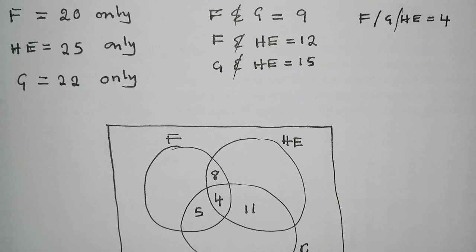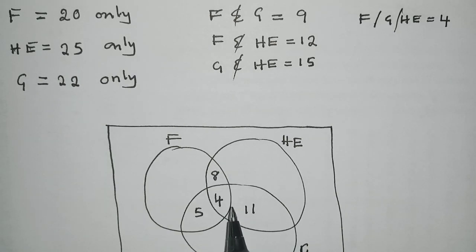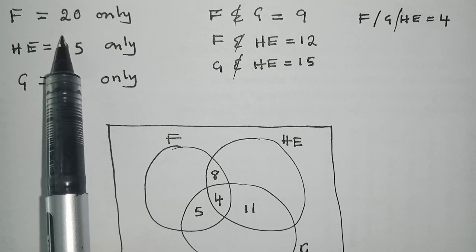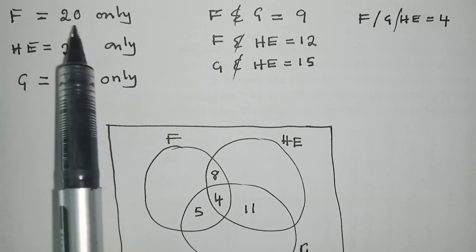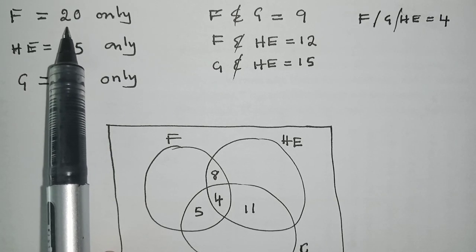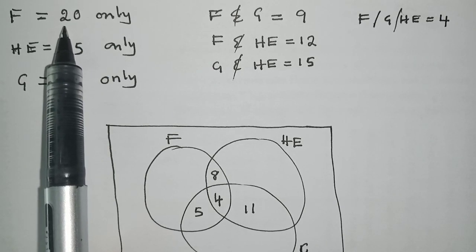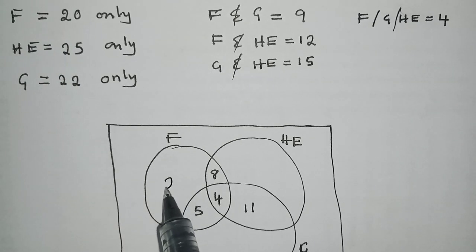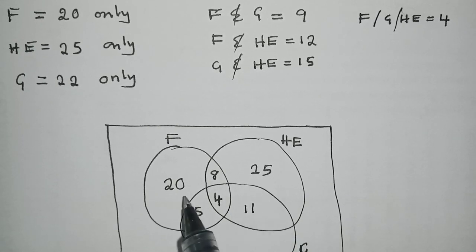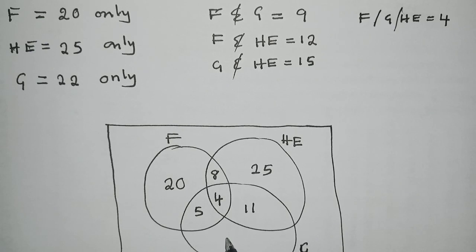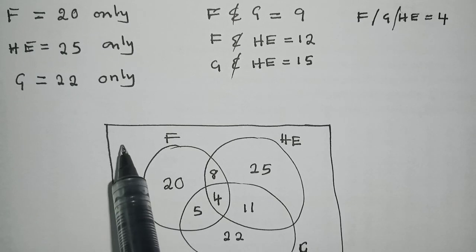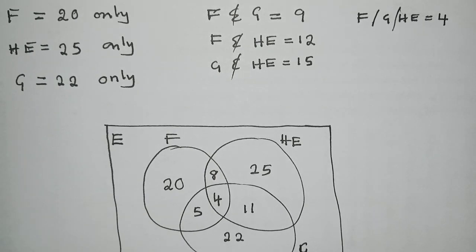For French, here, they said only. They just said only. If they said French, it could have been a different method. But now they have put the statement only, meaning these people did not do any other subject apart from French. So here we write French. Here we write 25 for HE, 20 for French. Here we write 22 for geography. So we have answered without forgetting to write our E, universal.